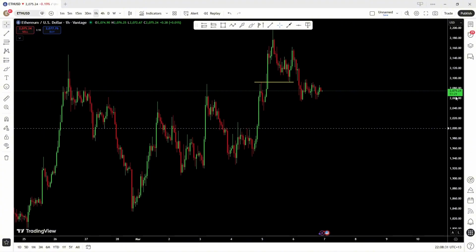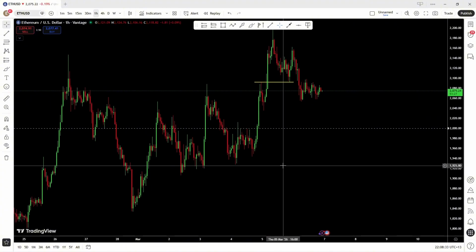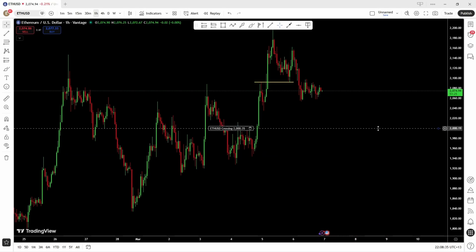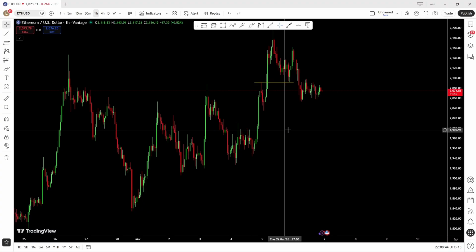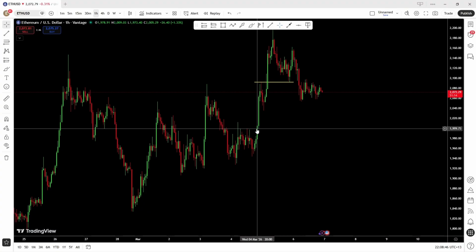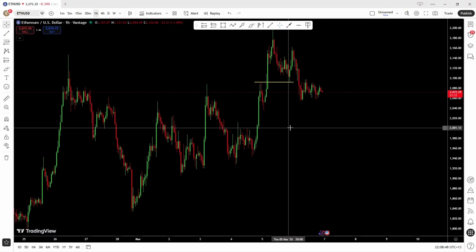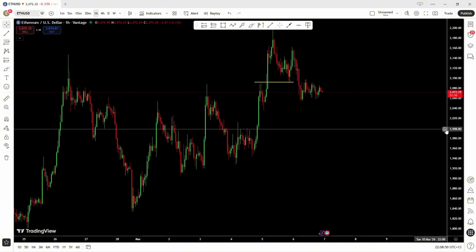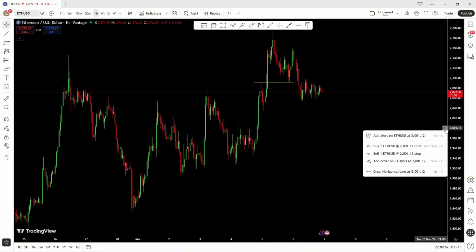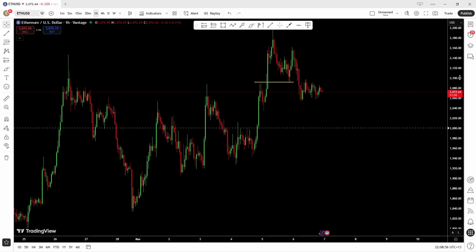Okay, I'll get a notification on my computer screen here and I'll also get a notification on my mobile phone. Okay, which will notify me, so I can just sit on my hands and basically wait. So if you want to mark off a level that you're interested in, all you have to do is come here and tap on the plus icon and add alert at your level.